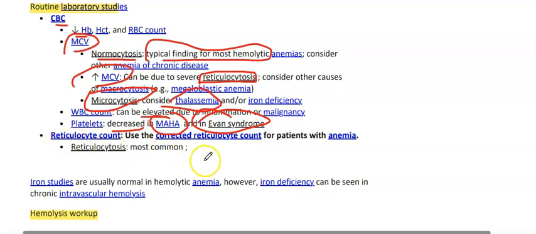Then we check the reticulocyte count, so there will be reticulocytosis. When the RBC count decreases due to hemolysis, the bone marrow responds by producing more reticulocytes, so the reticulocyte count in the blood increases. And iron studies are usually normal in hemolytic anemia. However, iron deficiency can be seen in chronic intravascular hemolysis.